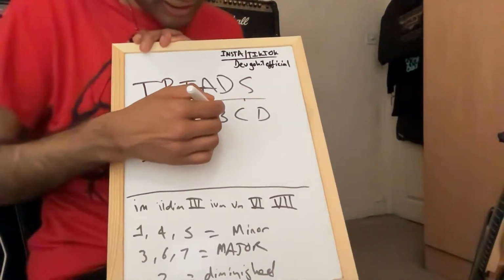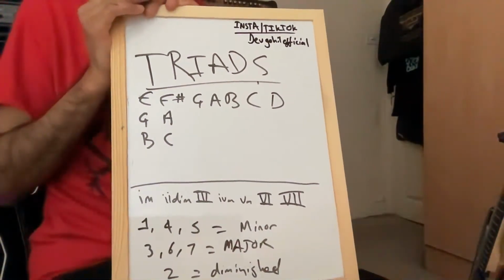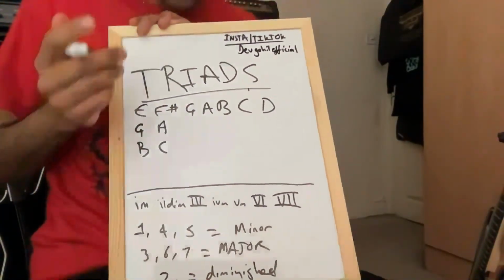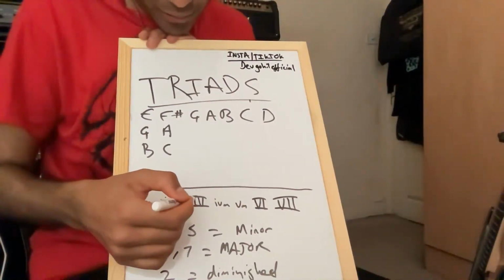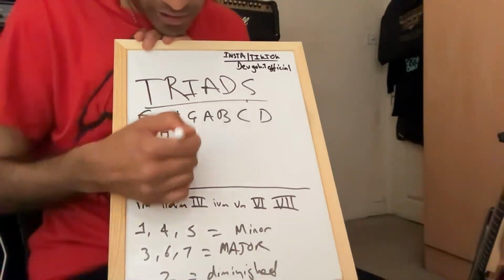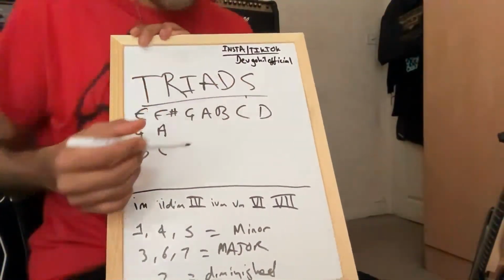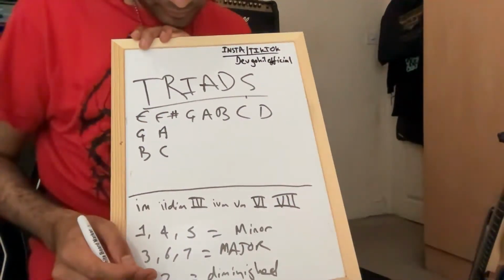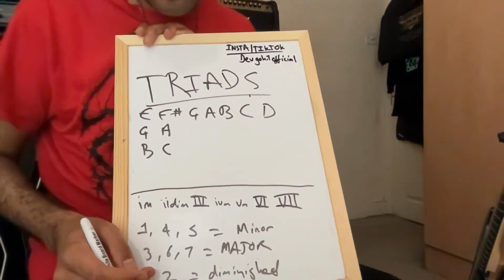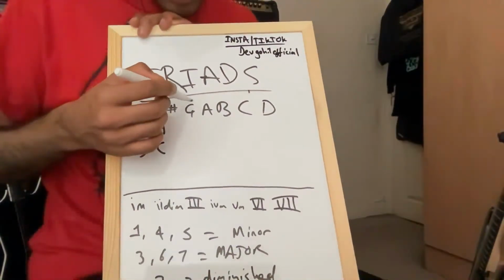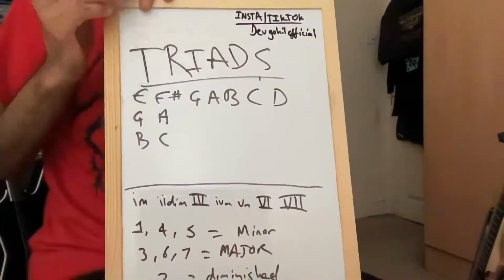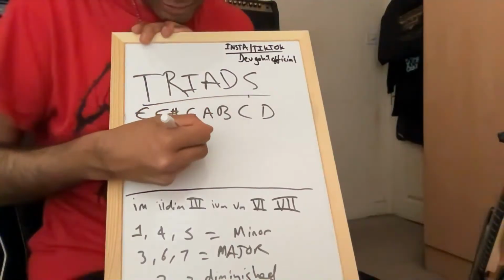So G, what's next? What are the next 2 notes after G? Remember, it's the third chord, so we know it's going to be a major chord. We know it's going to be G major. So what are the notes in G major? Let's count up. G, B, and D. Yes.